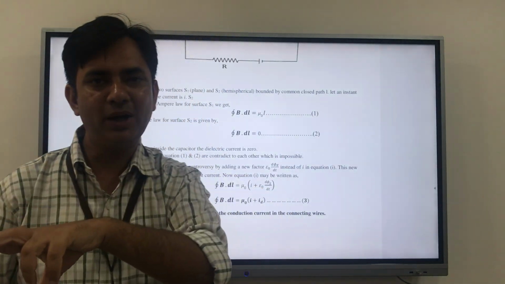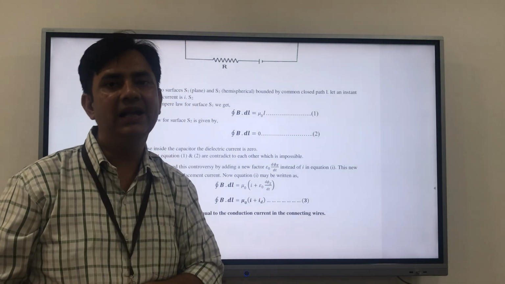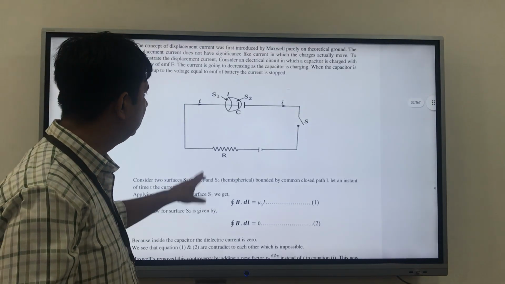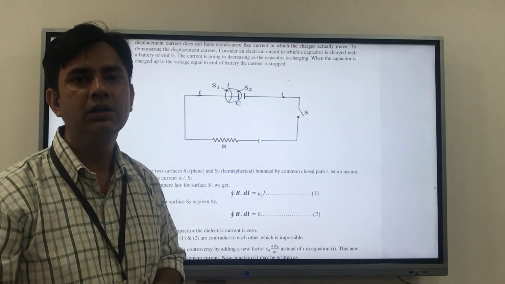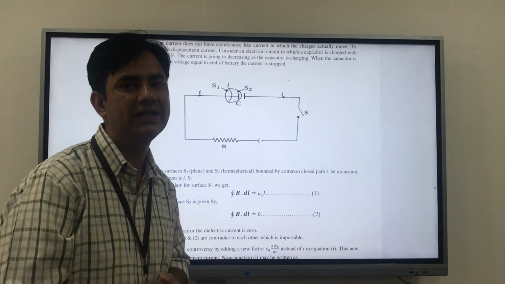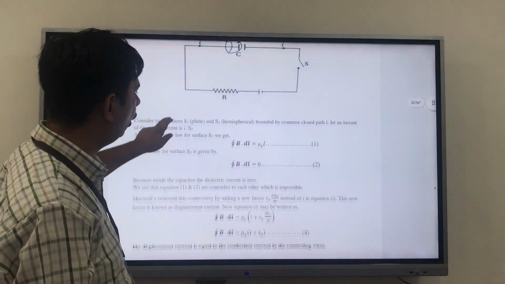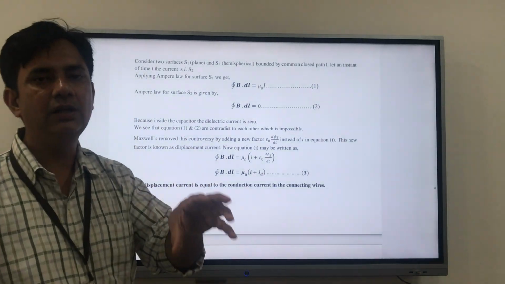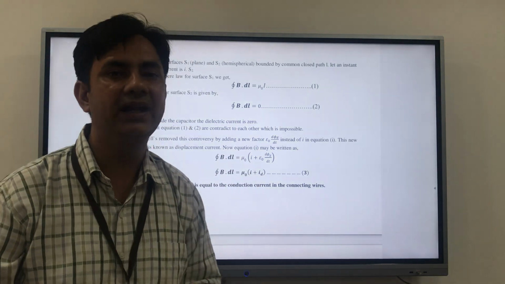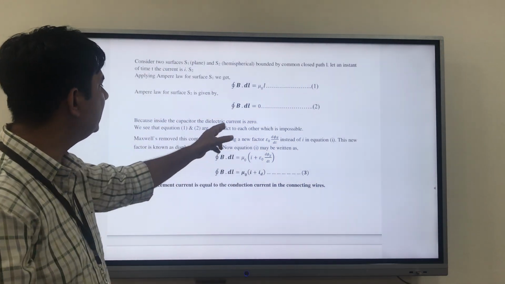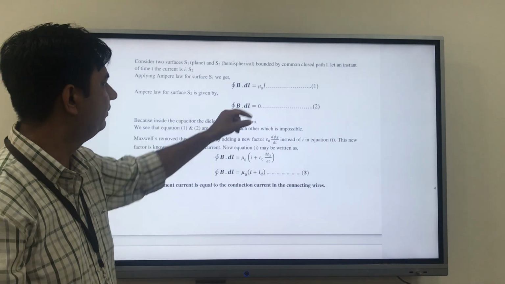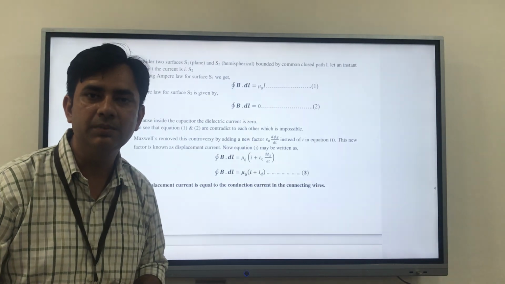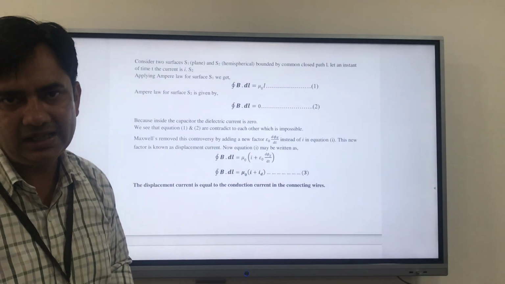So at one particular point we are getting mu naught I, and at another we are getting 0. But if you see, the same common current is moving through both of them. So why has it happened? Maxwell observed this, and he understood that there is some ambiguity in the law, so he rectified it. And how did he do it? Because inside the capacitor, the dielectric current is 0. Now we see that equation 1 and 2 are contradictory to each other, which is impossible, because one is saying mu naught I and the other is saying 0.